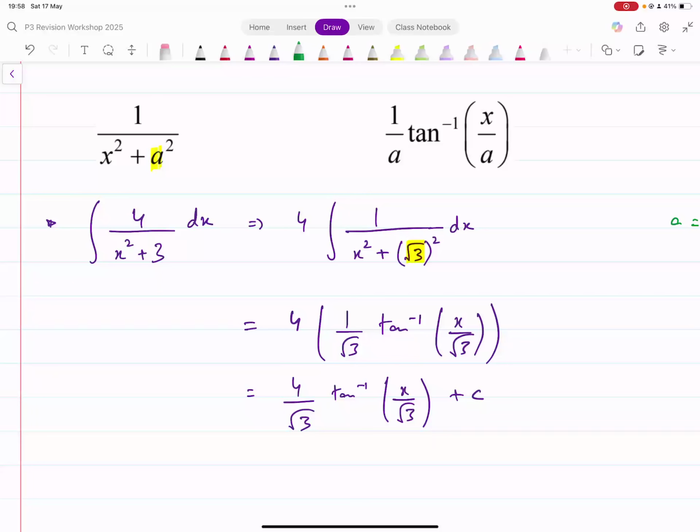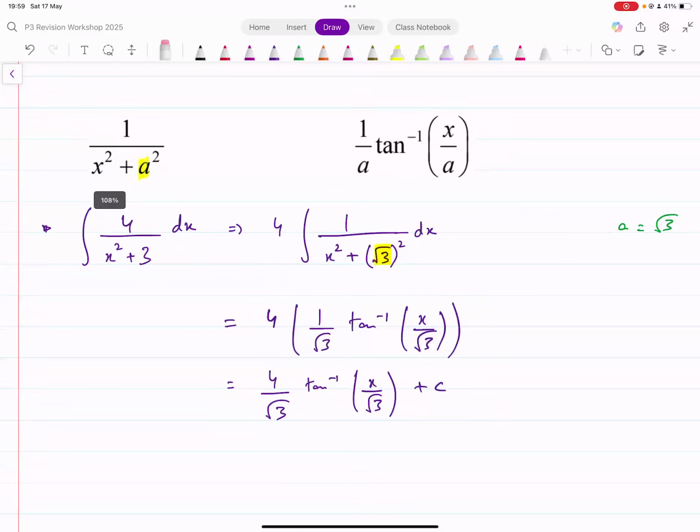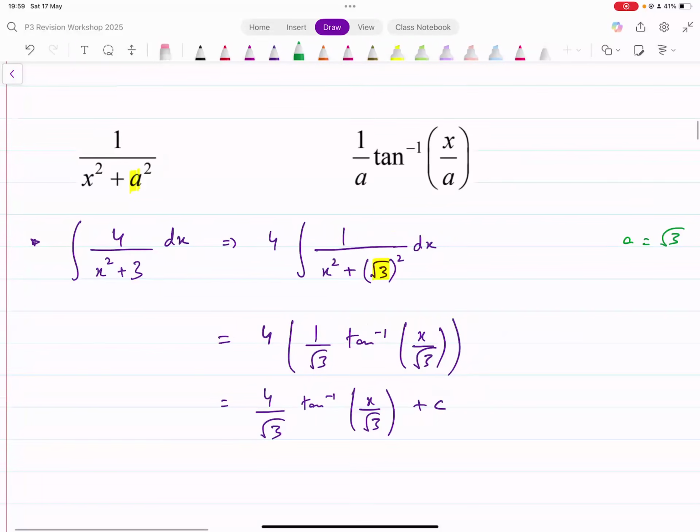Now, how do we write this in square form? Because we want a squared there. Now, it's not perfect square. We could write it like this. We could say that's the same thing as saying under root 3 whole squared, right? So the value of a that you have here is under root 3. Now we can apply that rule. It becomes 1 over under root 3 into tan inverse of x over under root 3. You have 4 outside multiplying, and you can simplify that to get the result.